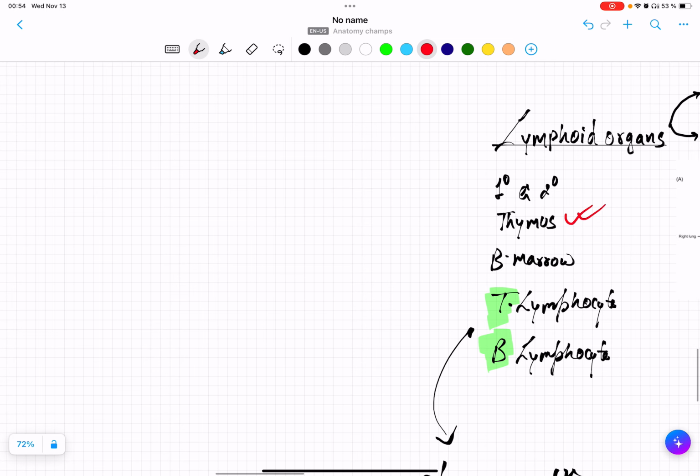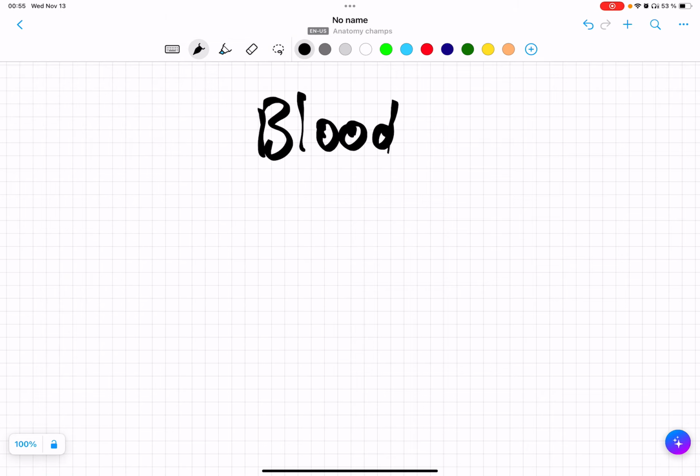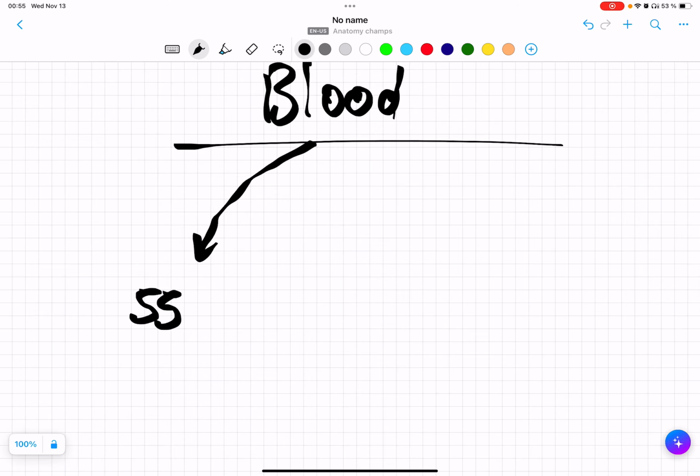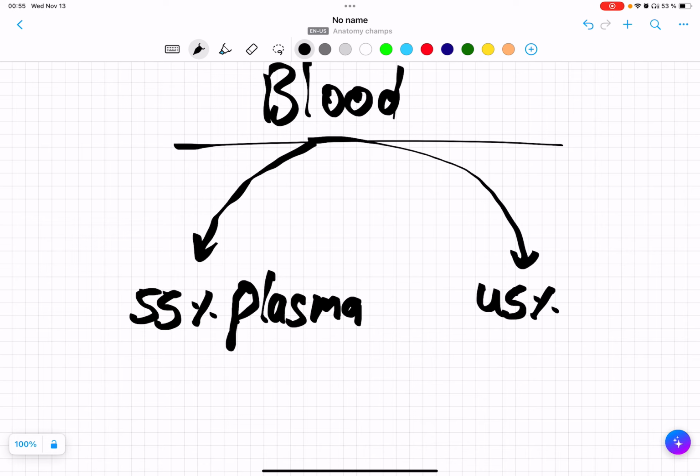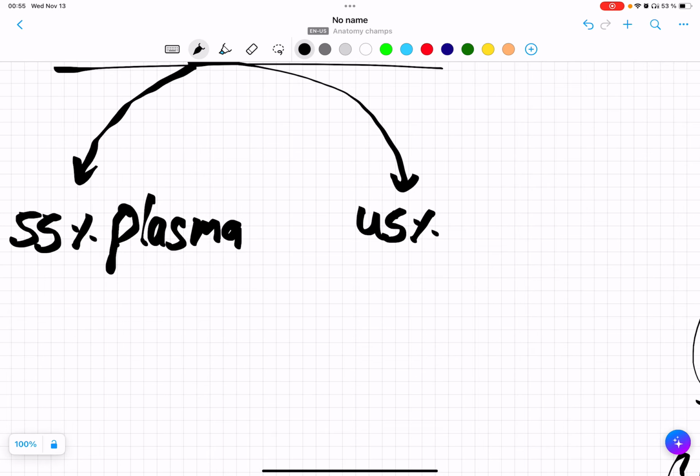Now let me just talk to you about this part. You have blood, right? Blood has 55% plasma and 45% formed elements, not cells, because some are not cells. For example, white blood cells are not cells, they are corpuscles. 55% plasma and 45% formed elements.